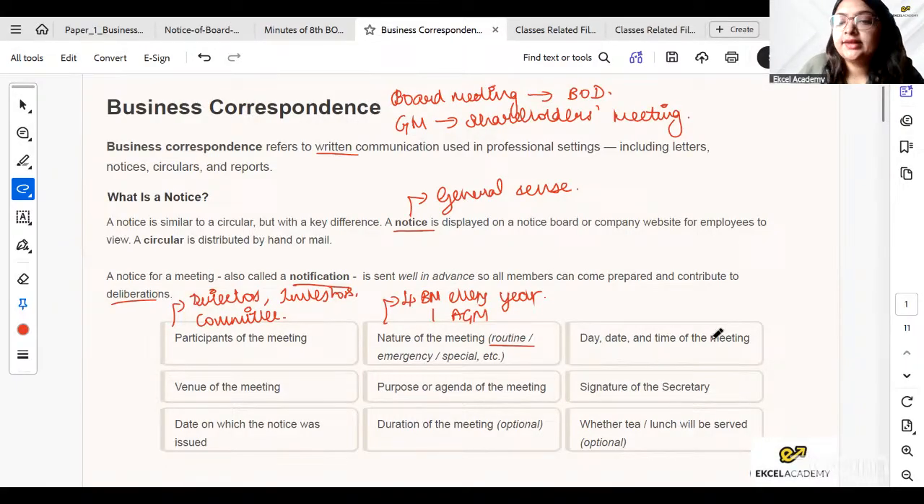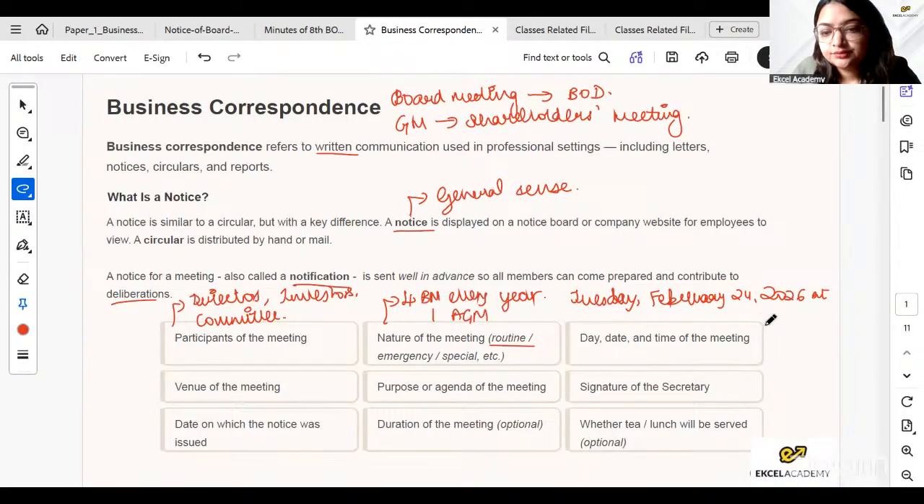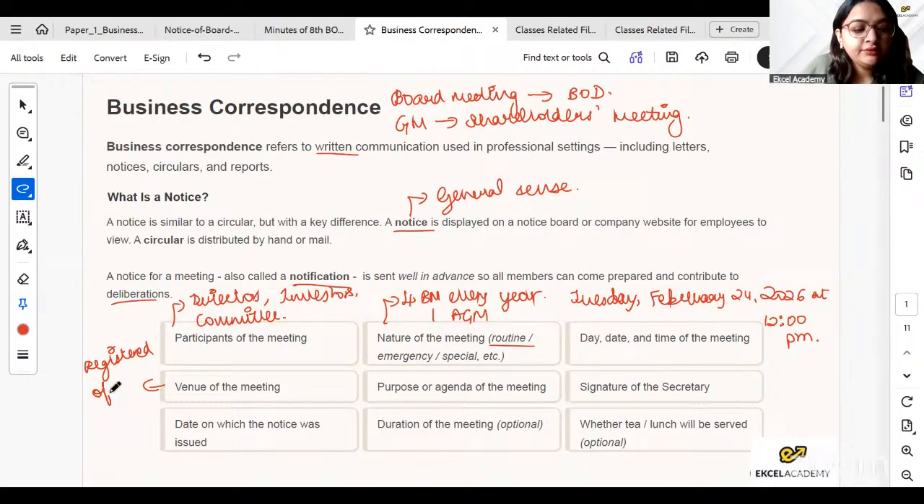Okay. Date, day, and time of the meeting. Like I mentioned, let's say, for example, it is being held today. So you will say Tuesday, February 24th, 2026 at 12 p.m. All right. Venue of the meeting. The venue is usually your registered office address. What is the registered office address? It is nothing but the address which is registered with your Ministry of Corporate Affairs. That is your venue of the meeting.